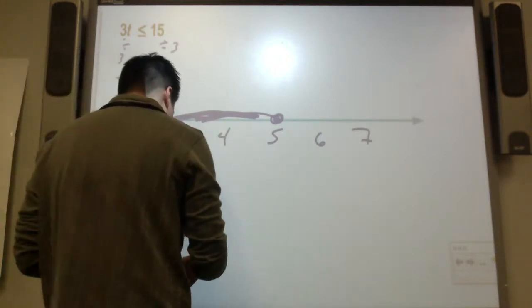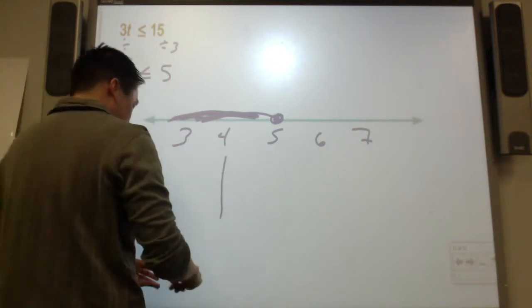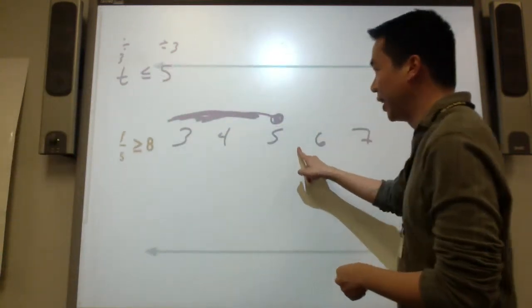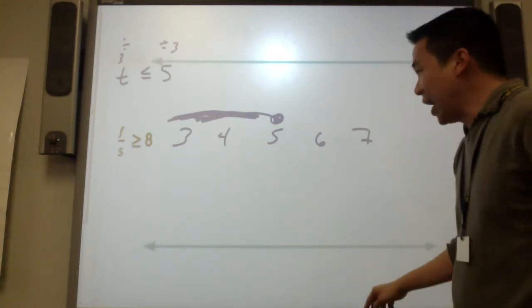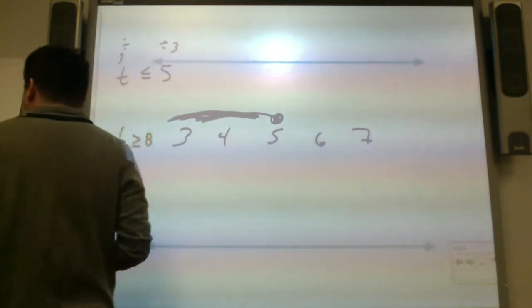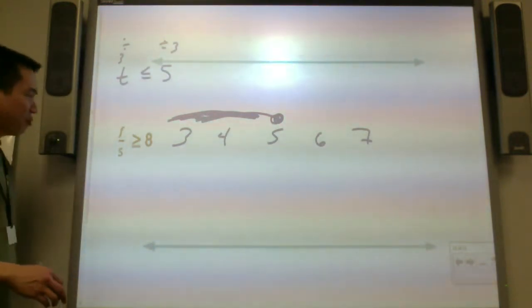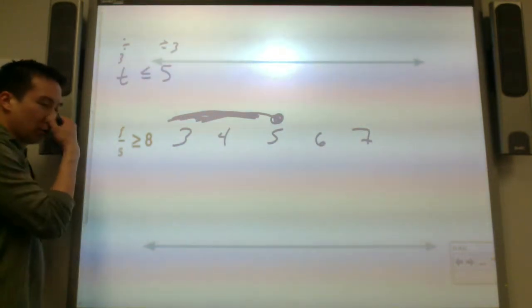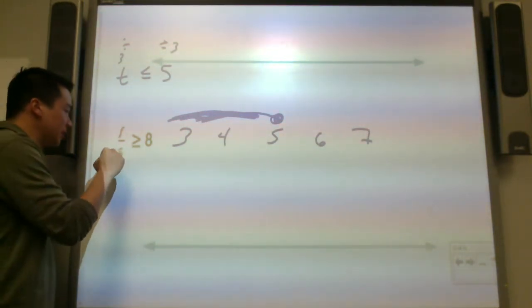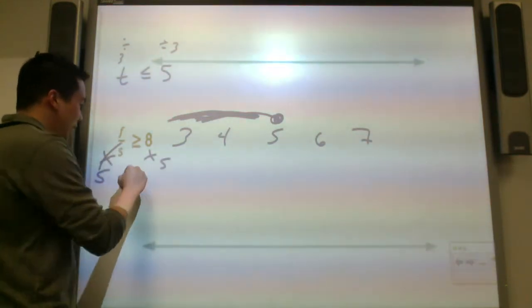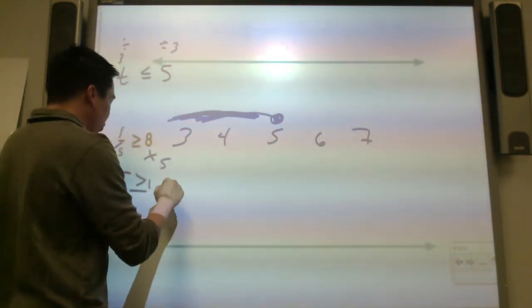Next one. There's my arrow. Next one. Here it is. F divided by 5 is greater than or equal to 8. What will f be so it can be greater than or equal to 8? What's the inverse operation of divide by 5? Times 5, times 5. So this cancels. F is greater than or equal to 40.